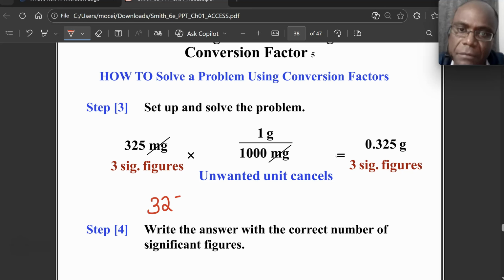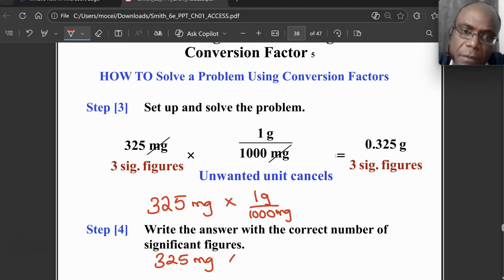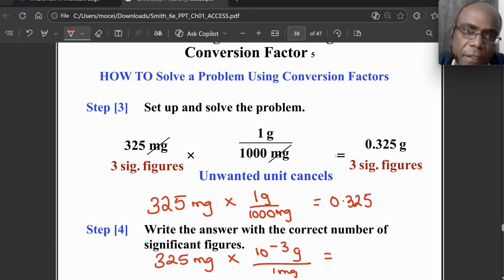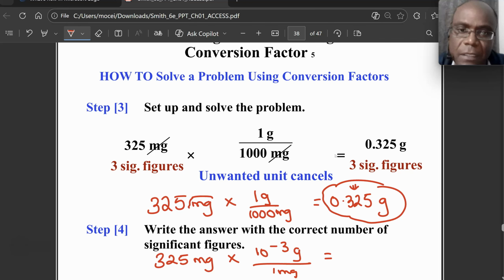So we'll take our 325, the given milligrams, and multiply by our conversion factor. You can use that, or another scientist would say 10 to the power minus 3 grams is 1 milligram. Both of them will yield the same answer, and in this case, it will be 0.325 grams. Like I told you, we expect our numerical value to be less than 325 because we are going from a smaller SI unit, milligram, to a bigger one, which also happens to be our base unit.